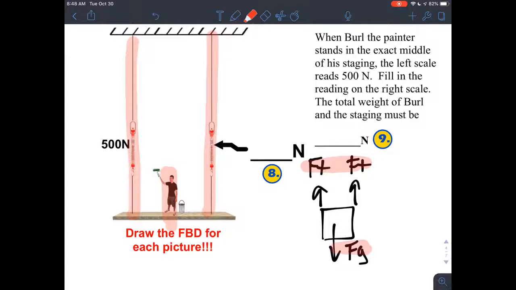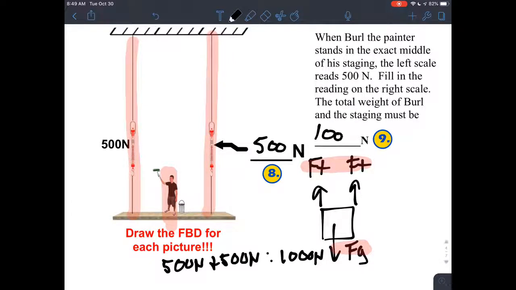We also know that because the painter is in the center, those two sources of tension must be equal to one another. So if the source of tension to the left is known to be 500, the tension to the right must also be 500 newtons. Now, if both sources of tension are 500 newtons, 500 plus 500 pulling up, well, then that just tells us that the weight that cancels out pulling down must be 1,000 newtons. So Burl weighs 1,000 newtons. And again, we are still in equilibrium. Our two sources of tension cancel out with our one source of weight.